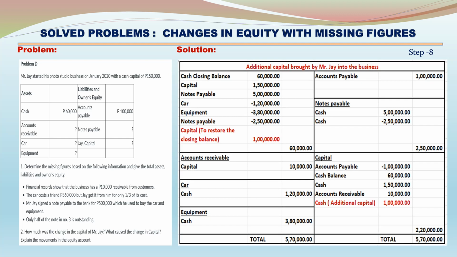Additional capital brought by Mr. J into the business to maintain the closing cash balance as given. Capital to restore the closing balance, additional capital brought by him is 100,000. Capital add 100,000. Total capital 220,000. Total assets 570,000. Total liabilities including capital is 570,000.